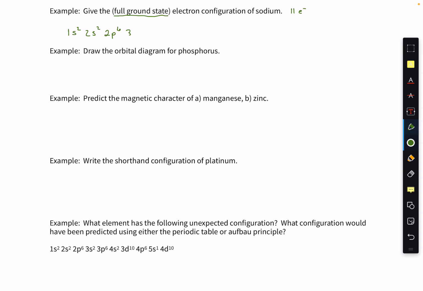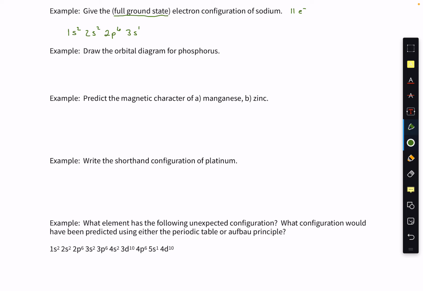And so now after the 2p, we would move on to the 3s. Now the 3s can hold up to 2 electrons, but that would bring my total to 12. Sodium does not have 12 electrons, so we are just going to put 1 electron in the last energy level. And that takes us up to a total of 11.